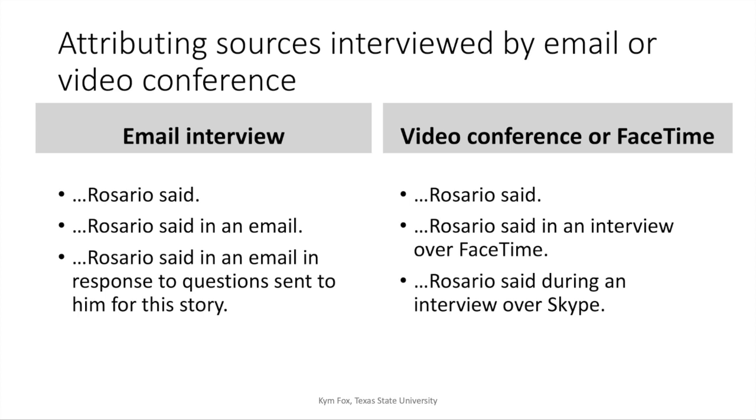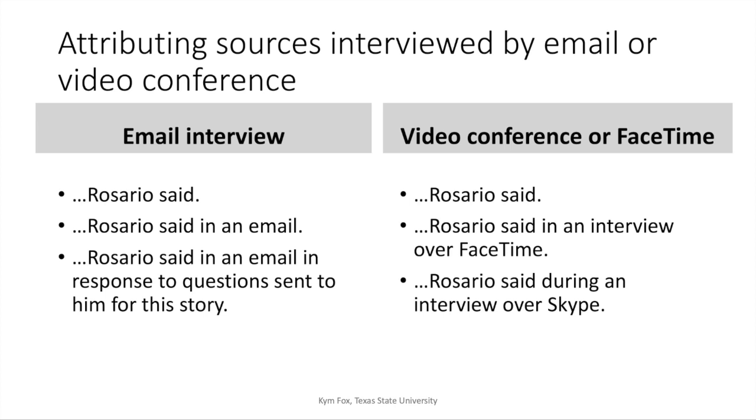And you're not going to use first person. You're going to say he was interviewed by email because of the current request for people to stay indoors, right? Rosario said in an email in response to questions sent to him for this story. So all these are acceptable ways to credit somebody who gave you information in an email.